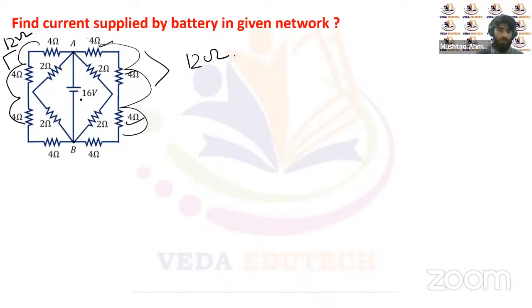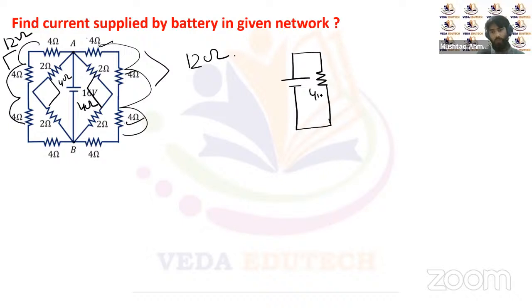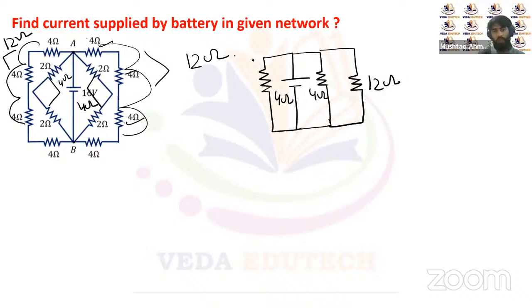So our circuit will be reduced. You can also see that these two resistors are also in series. We can replace them with 4 ohm, and we can also replace these two with 4 ohm. So we have a circuit like this. This is the battery. This will be 4 ohm because 2 ohm and 2 ohm is equal to 4 ohm. On the right hand side we have 12 ohm, and on the left hand side once again 4 ohm, and then here 12 ohm, right?